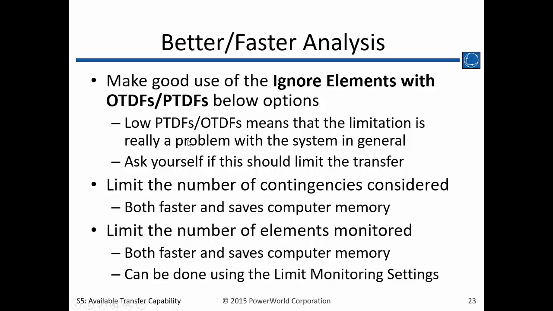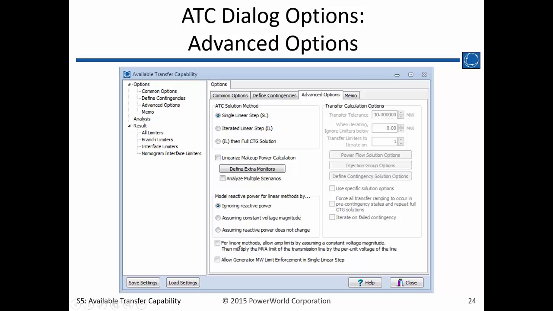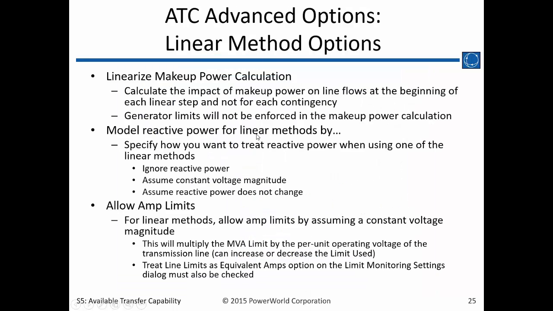You can certainly set up ATC analysis to make it go really slow too. I mean, if you're doing iteration and you're trying to get it calculated to the nearest megawatt, then it's going to take longer. You can also make use of that maximum PTDF, OTDF to ignore limits on lines that are distant or that don't have much of an impact on the transfer. Okay, so next we'll look at these advanced options where we can use these iterated methods if we want.